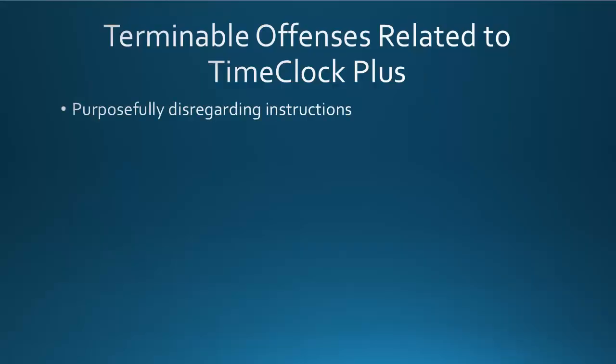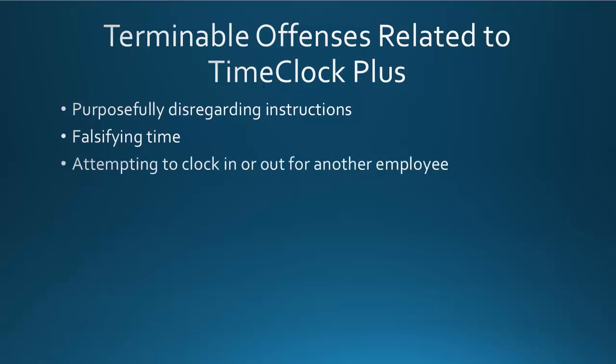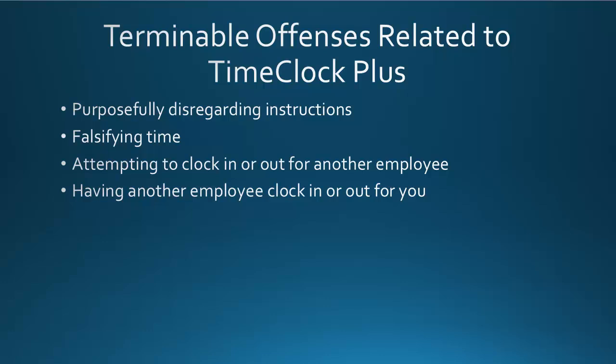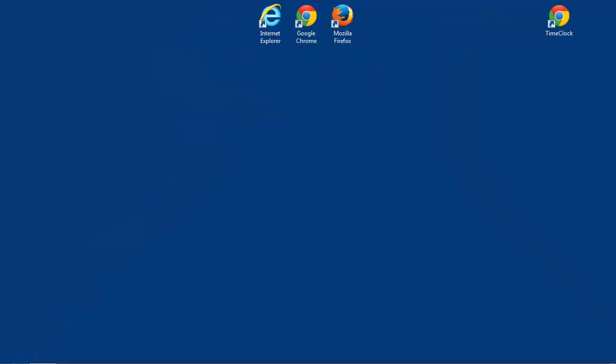Purposely disregarding instructions, falsifying time, attempting to clock in or out for someone else, or having someone clock in or out for you are terminable offenses. It is important to follow all instructions and policies related to time reporting. Do not attempt to adjust time from the current week to reflect anything other than actual hours worked on the precise day it is worked.